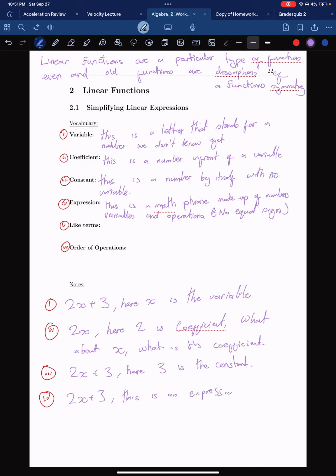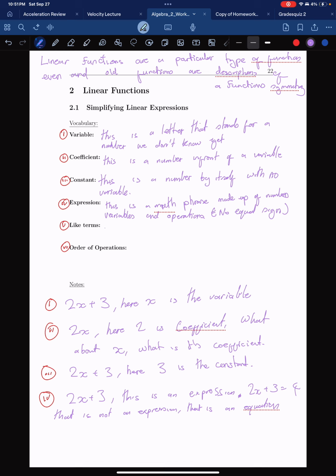If I say 2x plus 3 equals 4, that is not an expression. That is an equation because of the equal sign. All about equal signs, all right? Like terms.